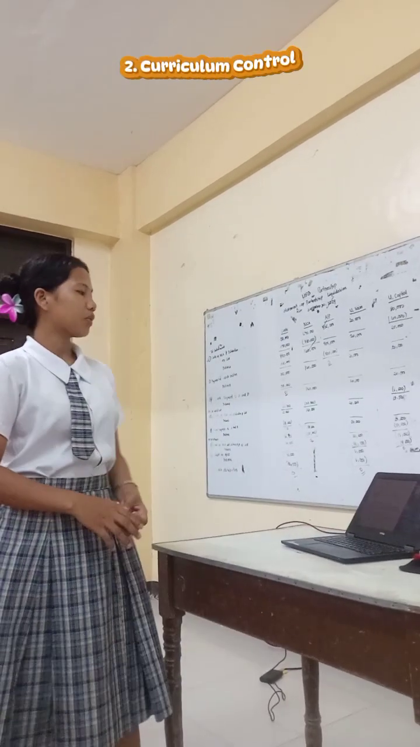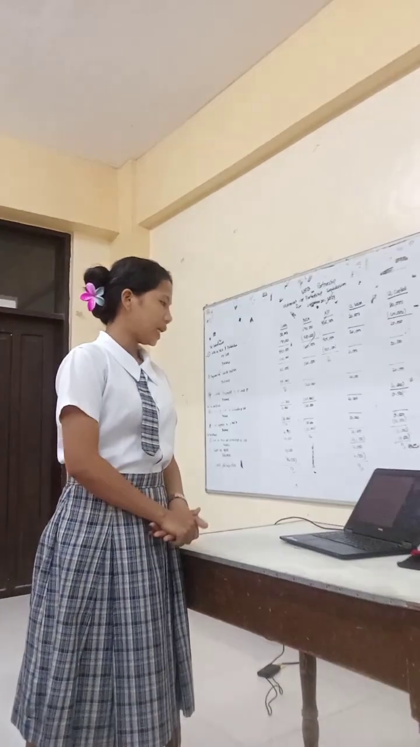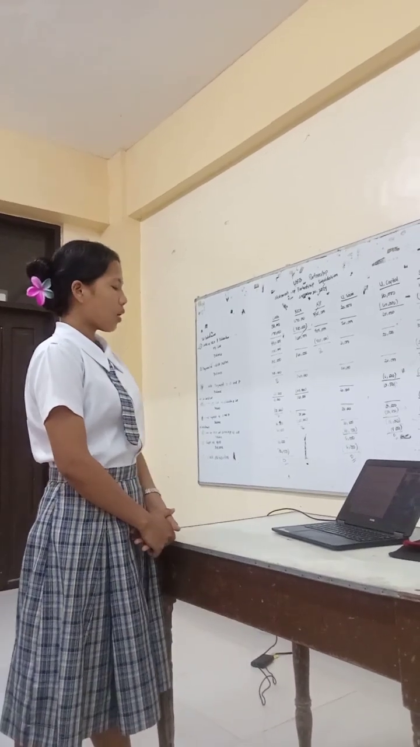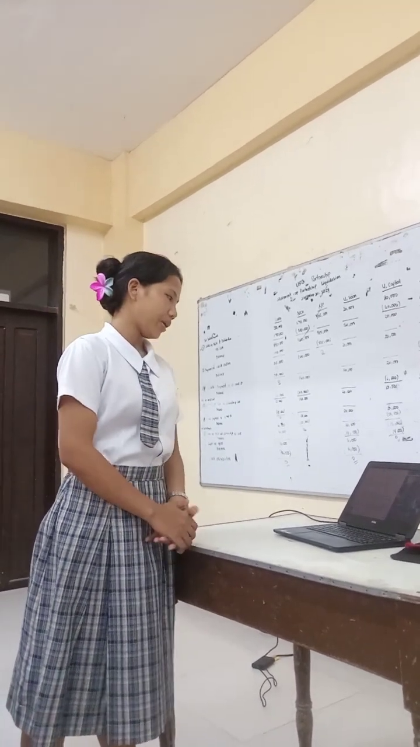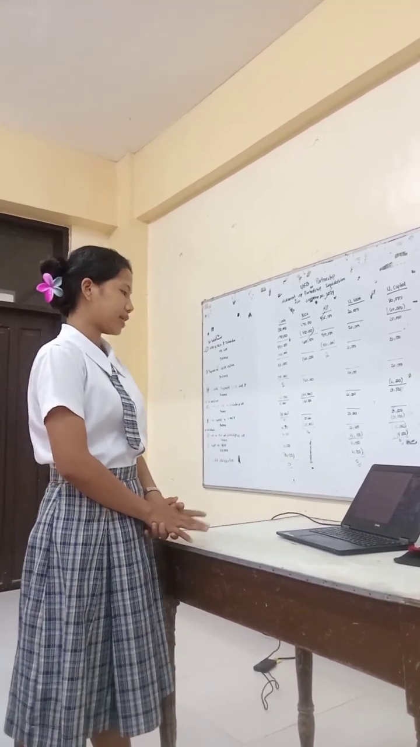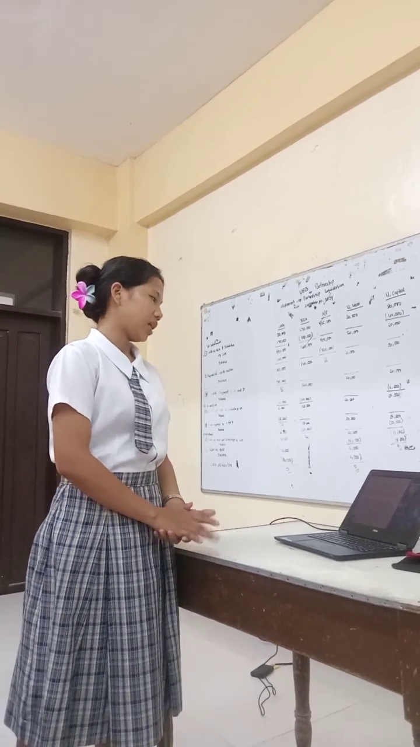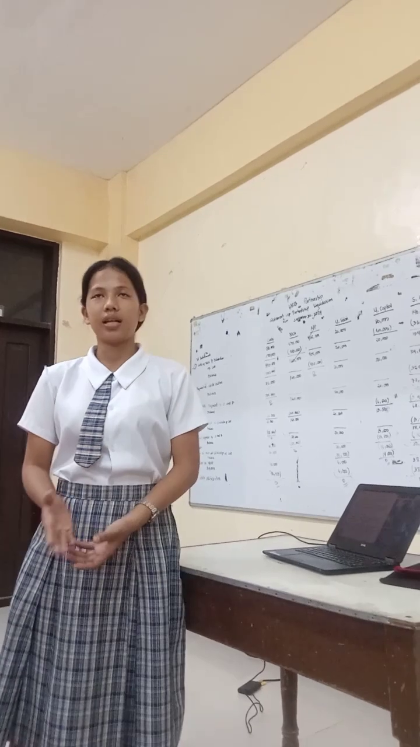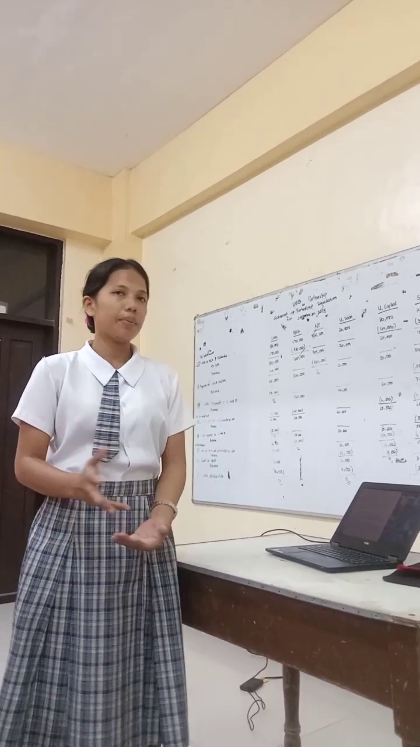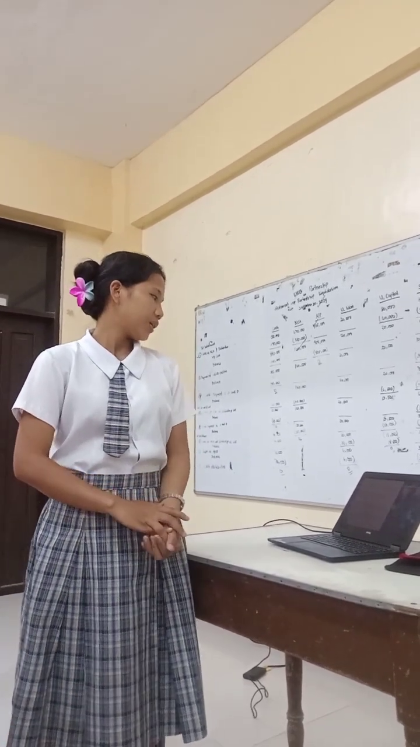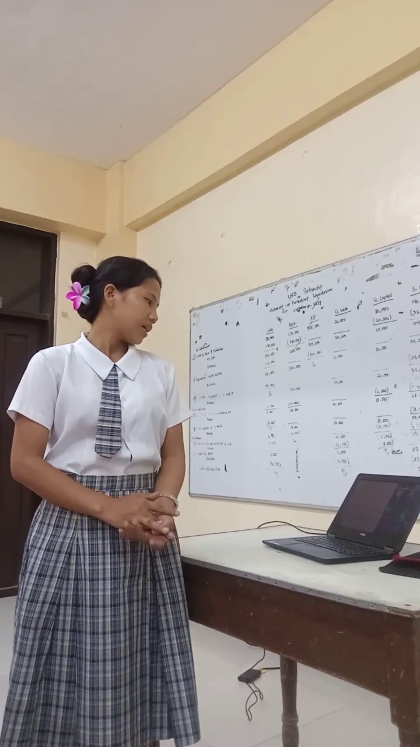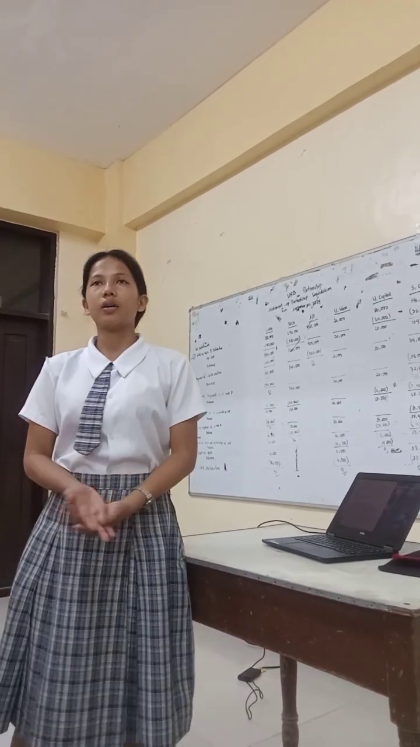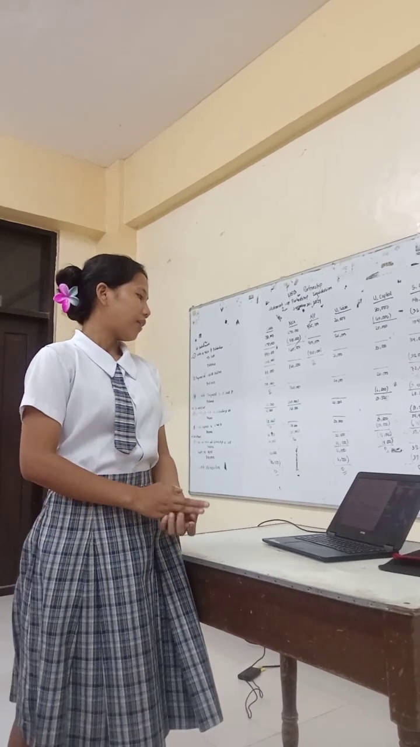Number 2, curriculum control. In homeschooling, parents choose or design the curriculum, allowing customization to fit the child's learning style and family values. So in curriculum control, the parents will decide based on their child's abilities, to fit the curriculum, the learning style, and family values.